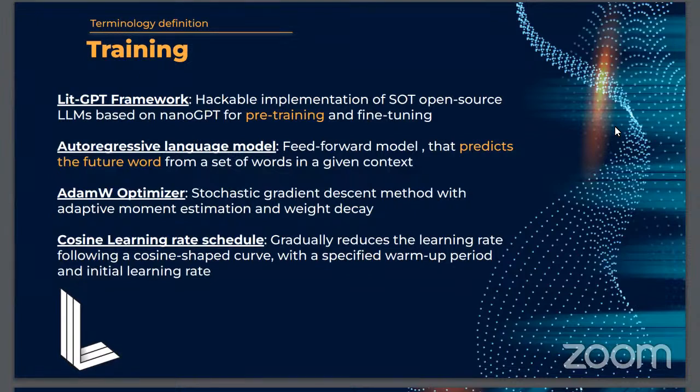An autoregressive language model is a feed-forward model that predicts the future word from a set of words in a given context. AdamW optimizer is a stochastic gradient descent method with adaptive moment estimation and weight decay. Finally, the cosine learning rate schedule gradually reduces the learning rate following a cosine curve with a specified warm-up period and initial learning rate.